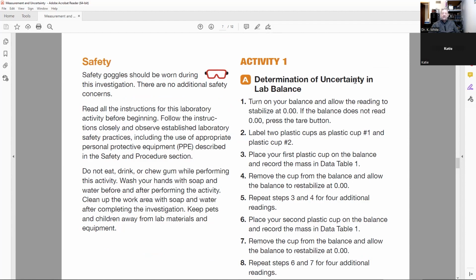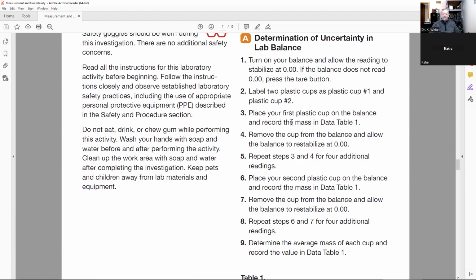Now, determining the uncertainty in the lab balance. Turn your balance on, take 2 plastic cups, label them 1 and 2. And what you'll do is each time you'll press the tare button and put the cup on there. You'll do that for 1, you'll do that for 2. And you'll put that data in the mass, the grams. And remember, put all the numbers you see on the screen of your balance.